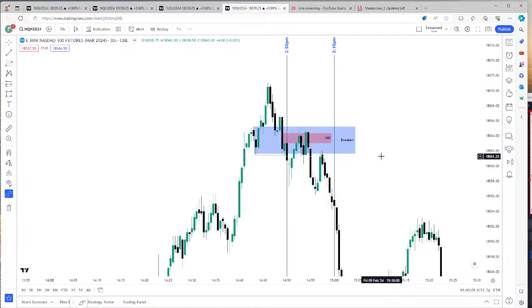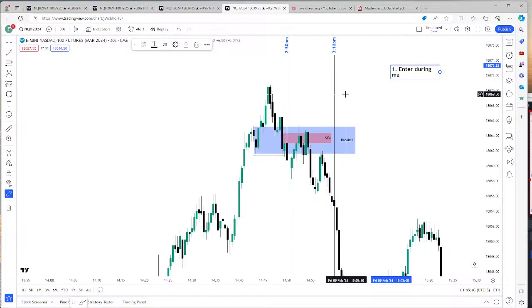So this is the first example, right, of how macros can be used. You can enter during a macro.